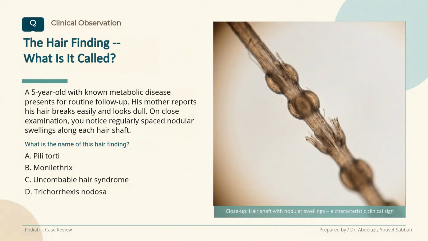Question 8. A 5-year-old with known metabolic disease presents for routine follow-up. His mother reports that his hair breaks easily and looks dull. On close examination, you notice regularly spaced nodular swellings along each hair shaft. What is the name of this hair finding? Option A, pili torti. Option B, Manila-thrix. Option C, uncombable hair syndrome. Option D, trichorexis nodosa. Think about the characteristic hair abnormality associated with Argininosuccinic Aciduria.